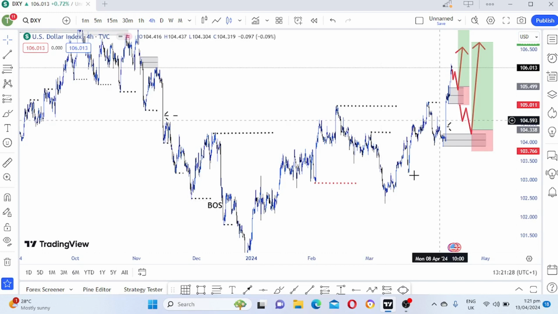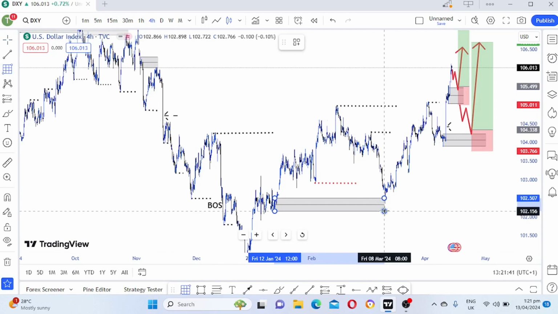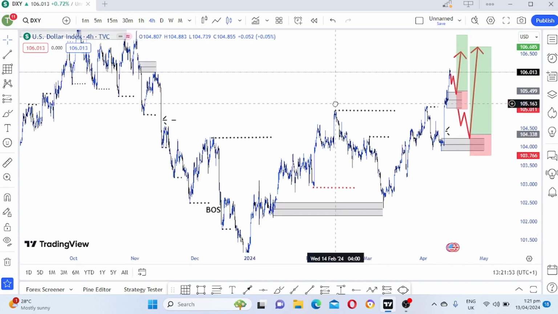Now let me just quickly draw this zone here. So this is the zone that we came from. It's where the DXY bought, as you can see there. Break of structure, a pullback, and then we bought. Break of structure, now we are expecting the same thing, as you can see here. So now let me just quickly zoom in nicely so that you can see what is happening there.